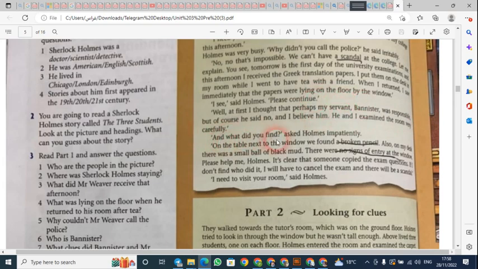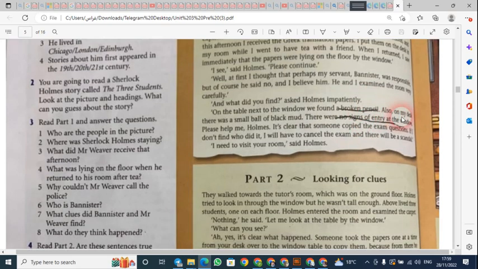And what did you find? Asked Holmes impatiently. On the table next to the window we found a broken pencil. قلم مكسور. Also on my desk there was a small ball of black mud. كرة صغيرة من الطين الأسود. There were no signs of entry at the window. لم تكن هناك علامات دخول من نافذة. Please help me, Holmes. It's clear that someone copied the exam questions. If I don't find who did it, I will have to cancel the exam and there will be a scandal.